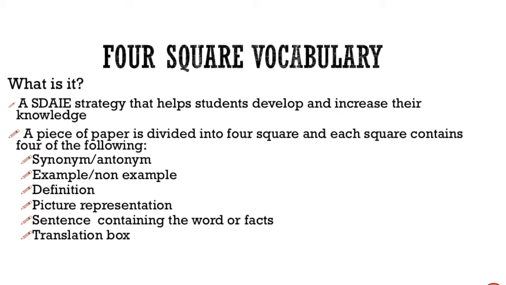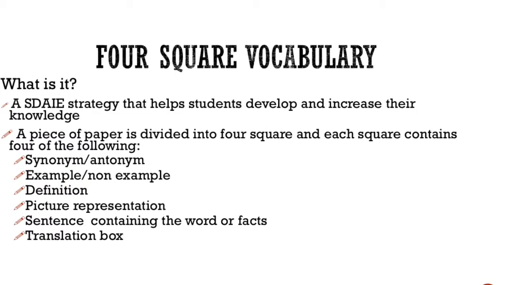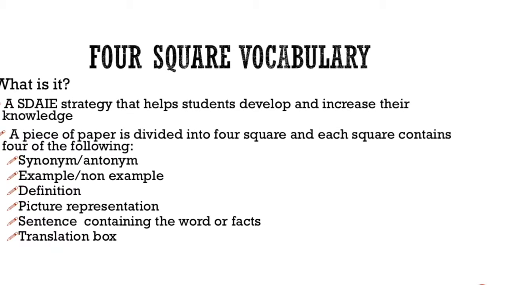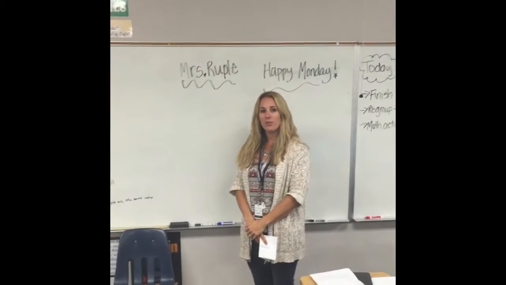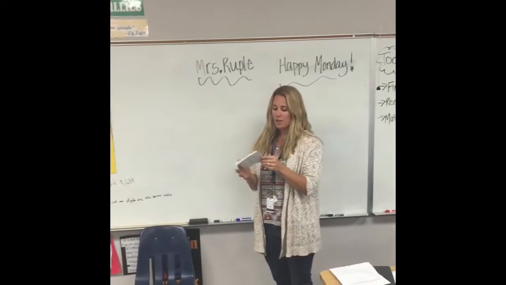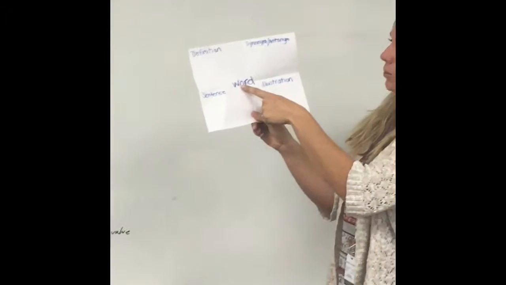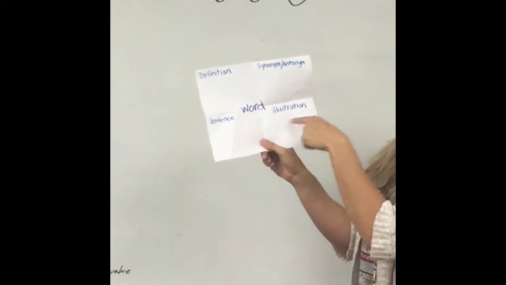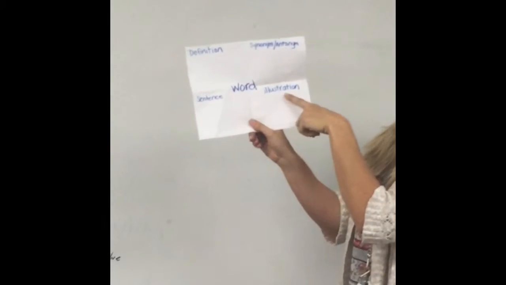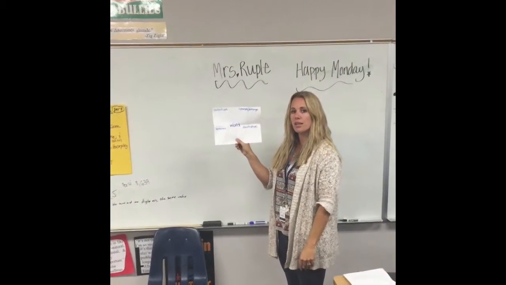This strategy can be easily implemented with students. All you need is a white piece of paper divided up into 4 squares. Using the SDAIE strategy for four-square vocabulary, you have the student take a piece of paper and fold it into 4s. Then, when they open it up, they have 4 boxes. You have them place the word in the middle and labels for each box. For this one, we have a definition, synonym and antonym, sentence, and illustration. You can use various labels to tailor it towards your students and your content area.